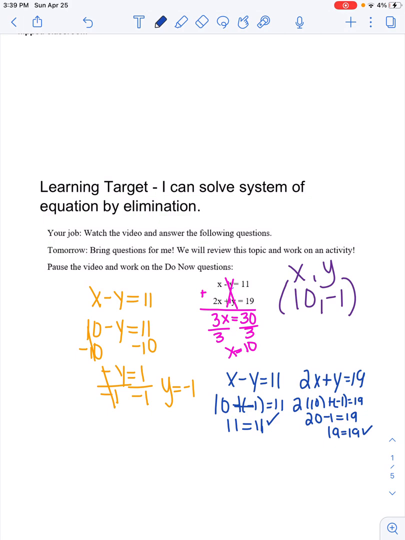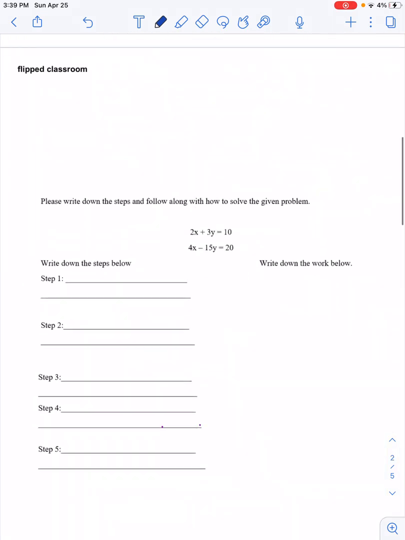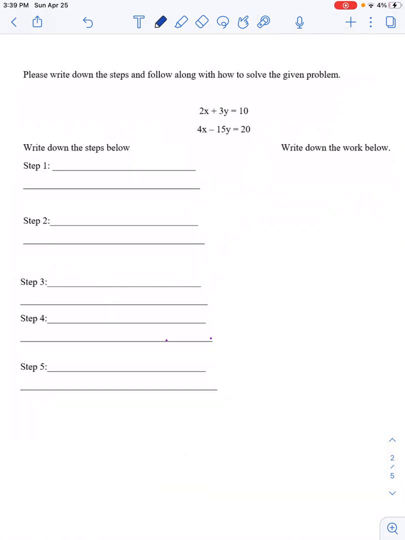Okay, so now we're going to take it a step further, okay? So we're going to write down the steps. I have it on the left-hand side. There's still 5 steps, and as I'm writing it down, I'm going to show you the work on the right-hand side, okay? If at any point you need to pause me, maybe I'm going too fast, just pause me. You can rewatch if needed, okay?